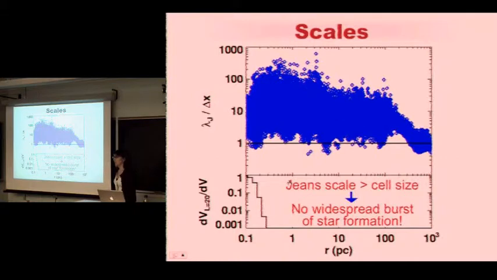But one thing that we want to go back and do is push the resolution in the outer parts of the galaxy, at least in a ring or something, and see if that holds true with more aggressive refinement. But right now, it looks like there's no widespread burst of star formation in the disk.